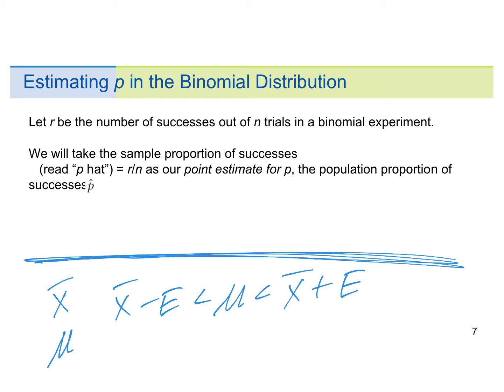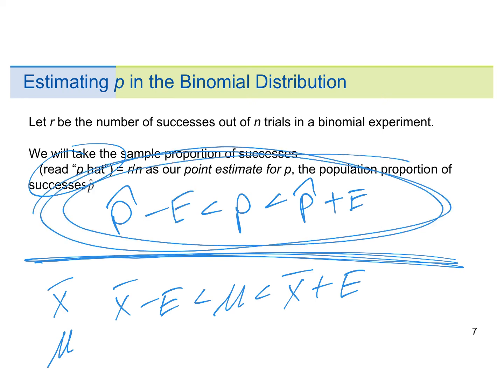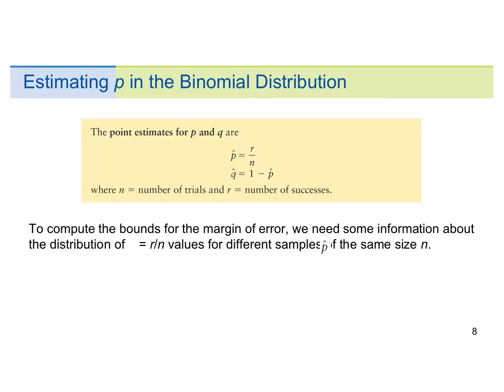Well, we need our point estimator for P. And the point estimator for P, everybody, is P hat. So now we are going to be having P hat plus our error and P hat minus our error. So this is going to be our interval, which we'll look at in a moment. All right, but understand where P hat comes from. We'll look at that right now.